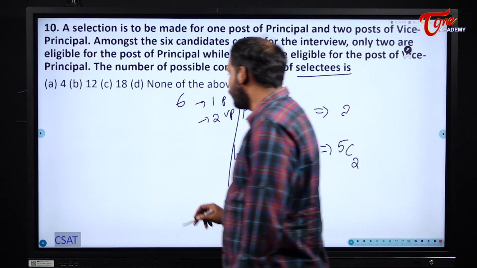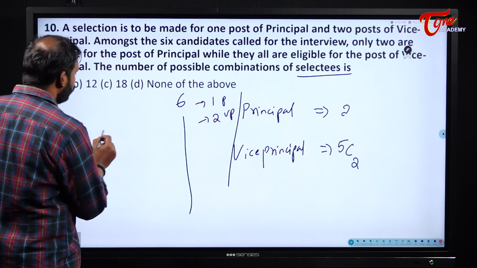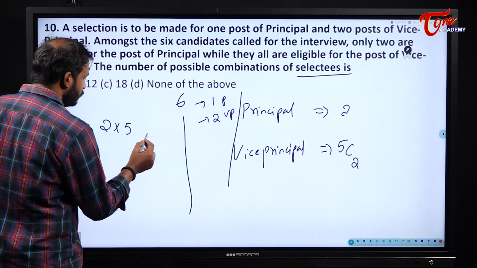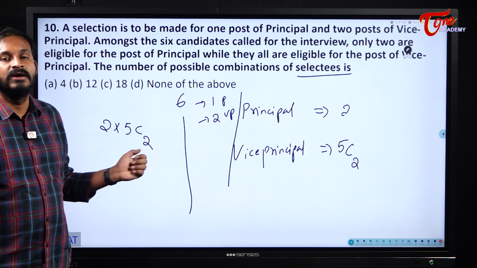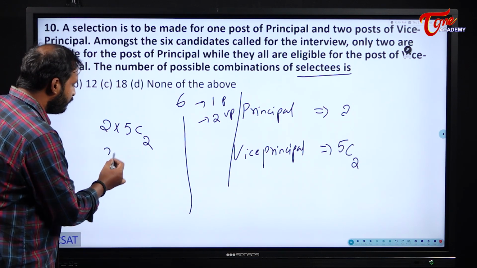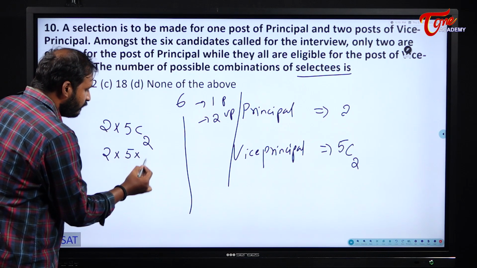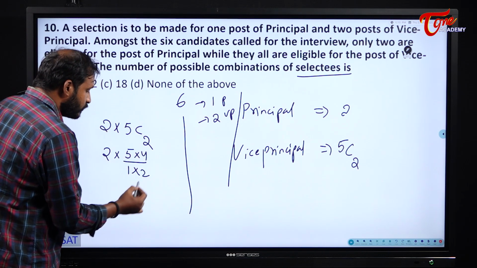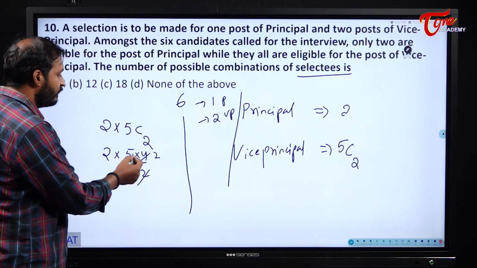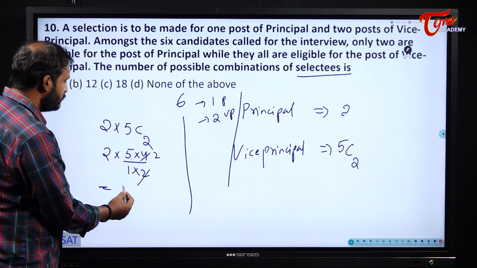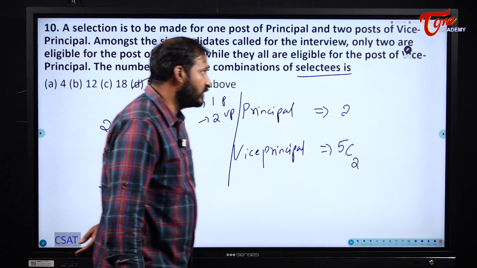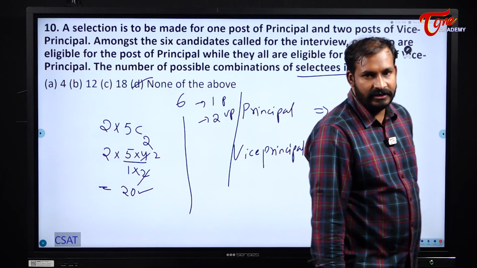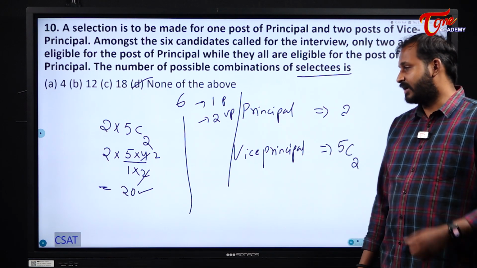So, the total number of ways here is equal to 2 into 5C2. This 2 is for principal and this 5C2 is for vice principal. So, 2 into 5C2 means what I can write? 5 into 4 by 1 into 2. So, 2 1s, 2 2s. So, 2 5s are 10, 10 2s are 20. So, I can do the selection in 20 different ways. None of this is our answer here.